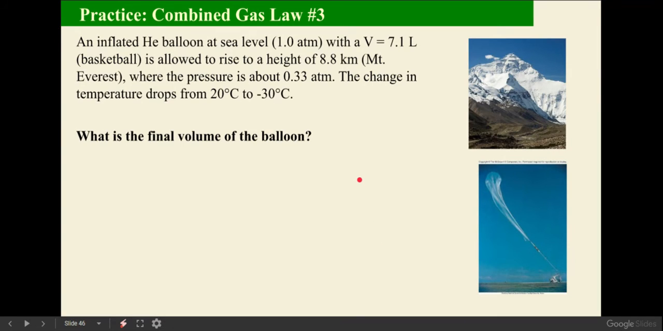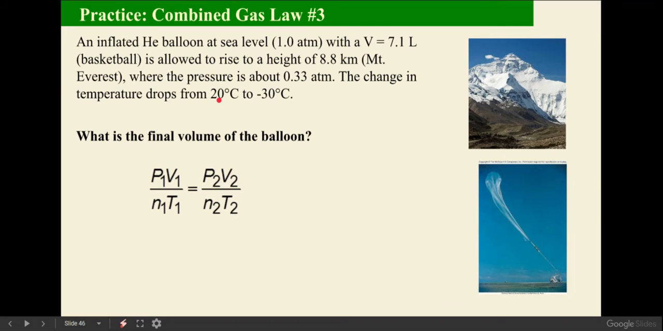Now, here's one that I would have you work out in class. So if you want to double check your abilities, you can hit pause and solve. But this one is a helium balloon the size of a basketball that floats up from sea level to the top of Mount Everest. So as the pressure drops, the volume expands. But as the temperature drops, we would expect the volume to get smaller.